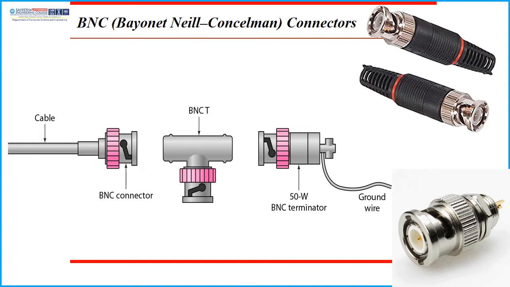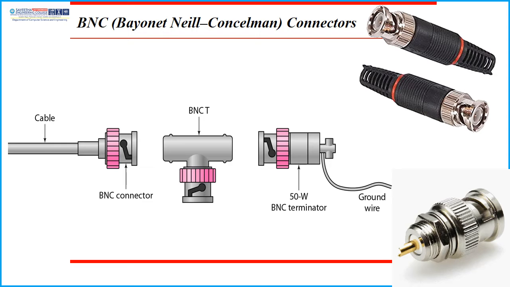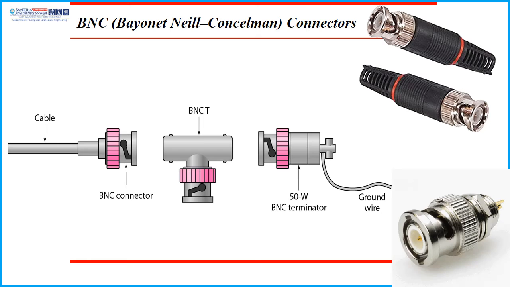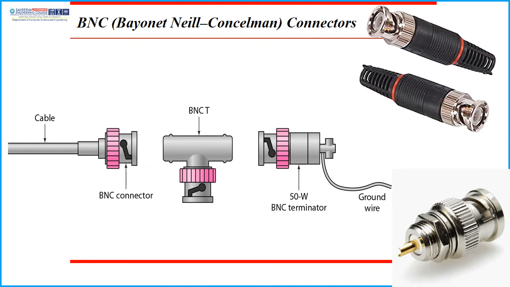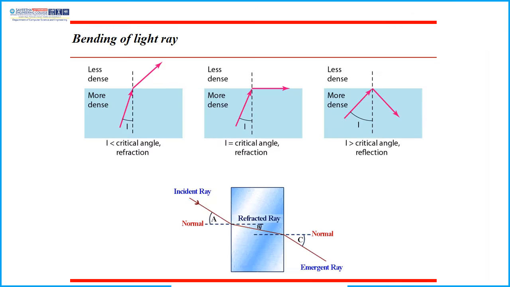The BNC connector, or the bayonet nail concealment connector, is a miniature quick connect or disconnect radio frequency connector which is used for coaxial cables.